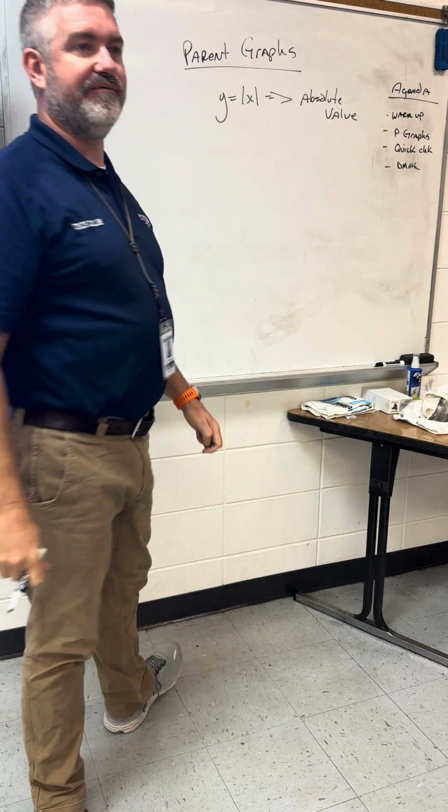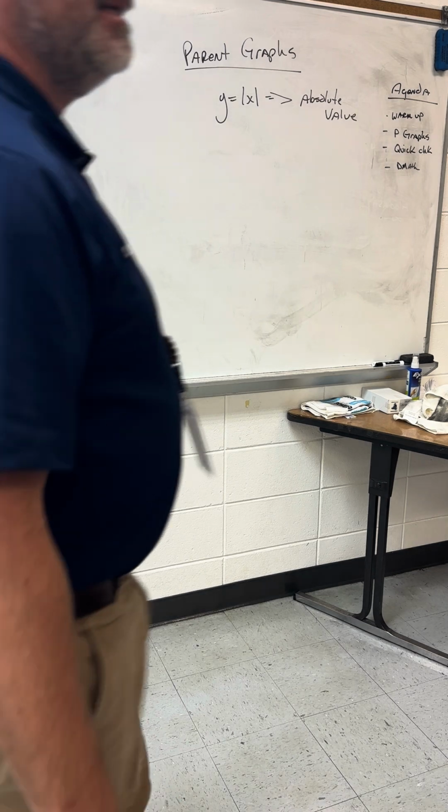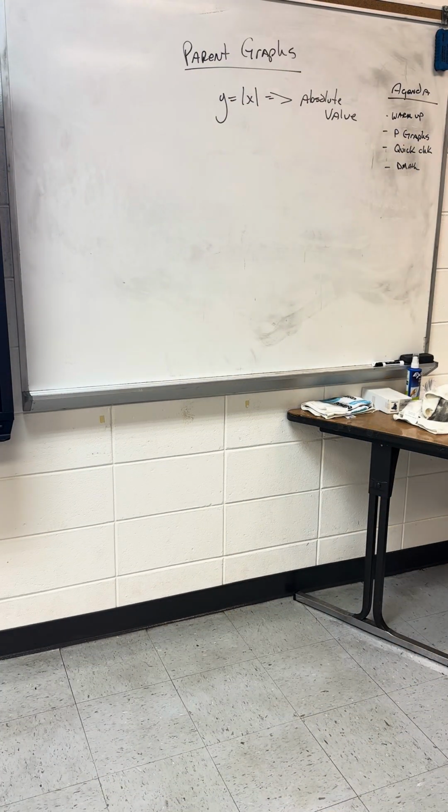Who could tell me what the definition of absolute value is? It's the positive value of any number. Yep. The distance it is away from zero. That's the definition. Say it again for the people in the back. The distance that the number is from zero, right? And distance can't be negative, right?